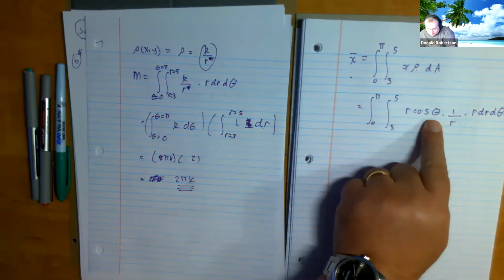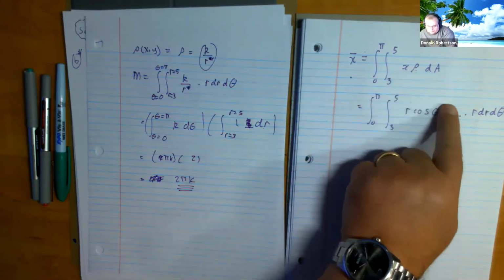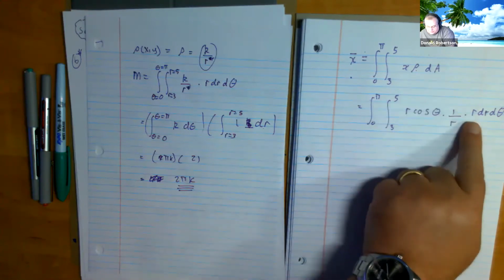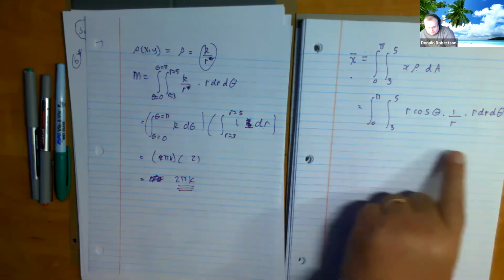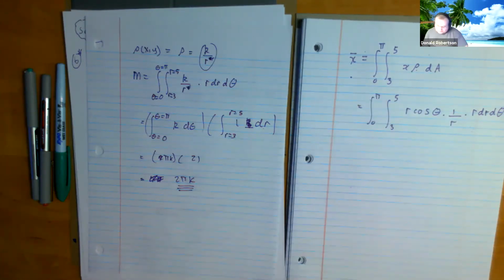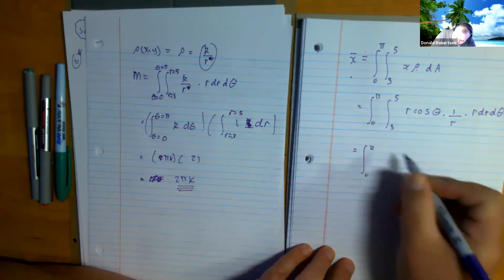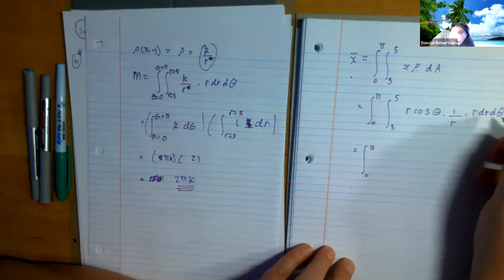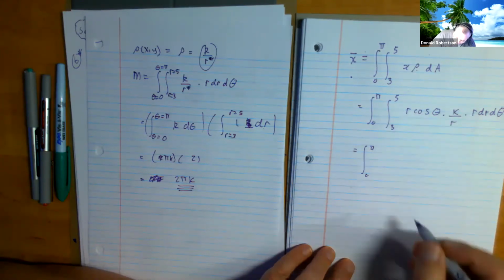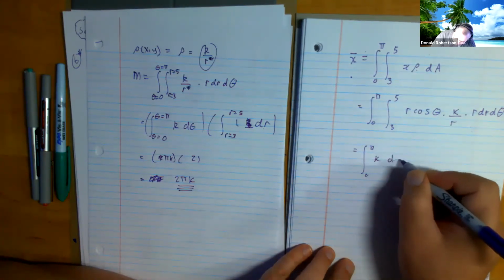X is r cos theta. Density function 1 over r. The dA is r dr d theta. And these are the limits of integration. If I split this up, and where's my k? There we go. I can give this guy the k again.